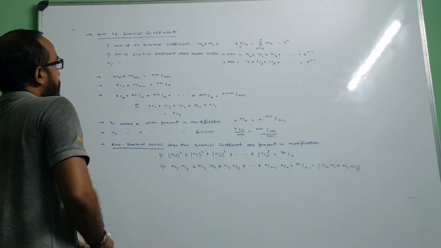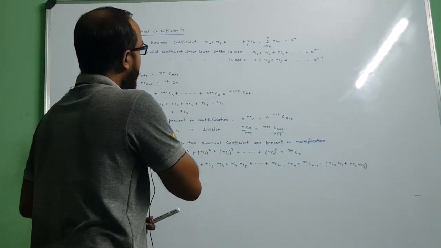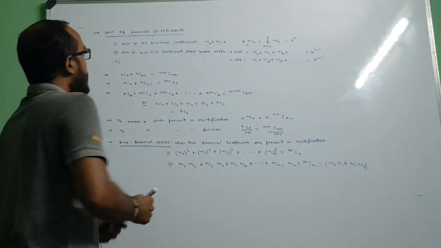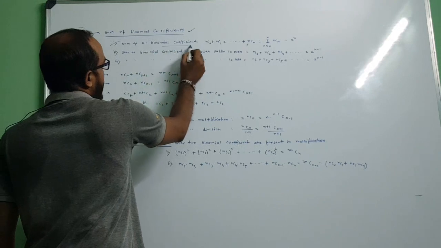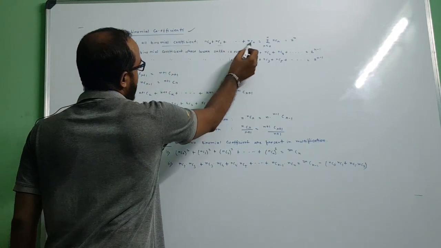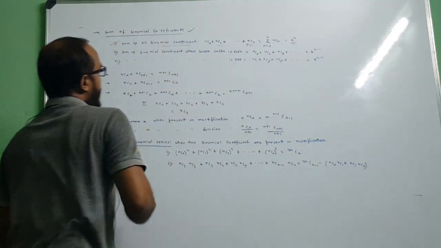Let us see some theories related to binomial coefficients, which we have not learned in our board level lecture. So sum of binomial coefficients, sum of all binomial coefficients, that is nC0, nC1 up to nCn, is here 2 to the power n.